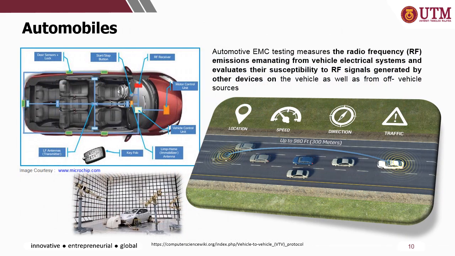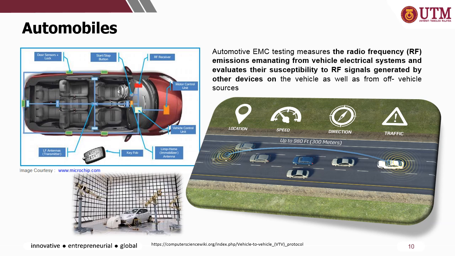Okay, another example of the application of an antenna is in automobiles. Nowadays most cars are equipped with a lot of sensors, especially the high-end cars, in which cars can interact or communicate with other cars on the road, and the driver may get information directly accessible to them. For example, the current location, the speed, the direction, the traffic congestion, and so on.